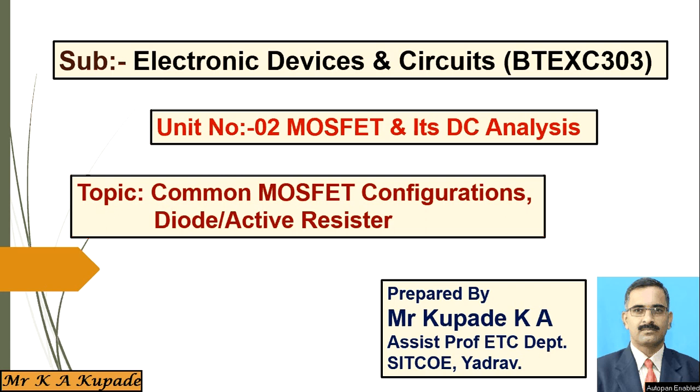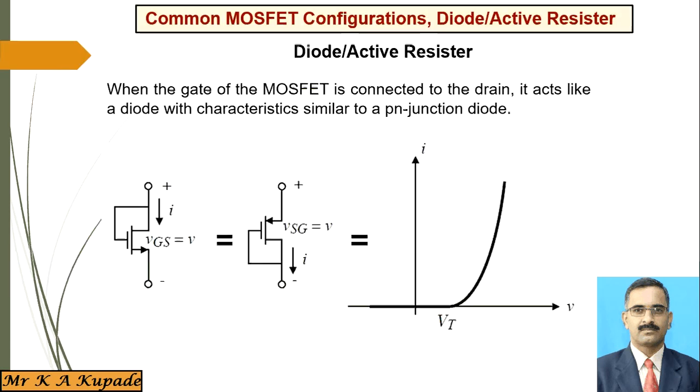Under the topic of common MOSFET configuration, today we are going to discuss the diode-connected MOSFET as an active resistor. That means how the MOSFET works as a diode, what exactly it gives as a resistance, and how it can be calculated. That we are going to see here.